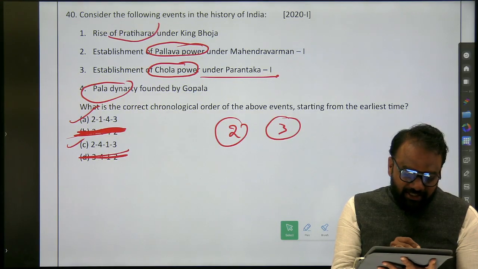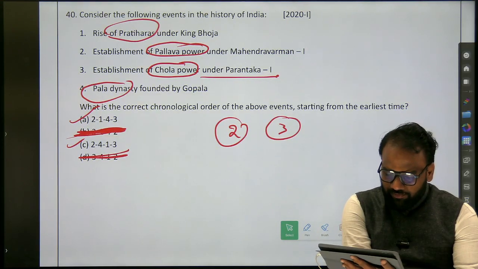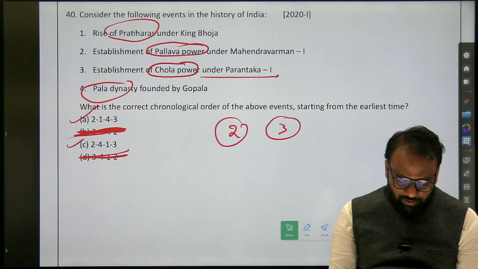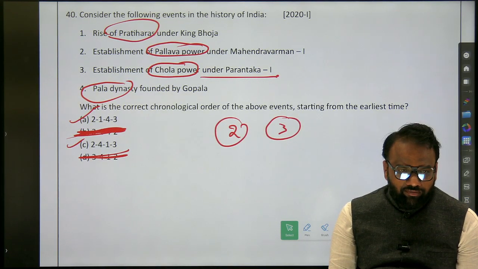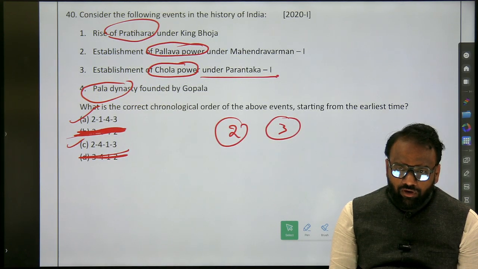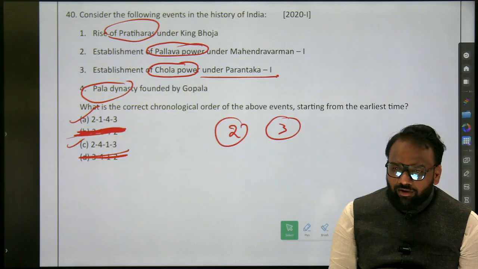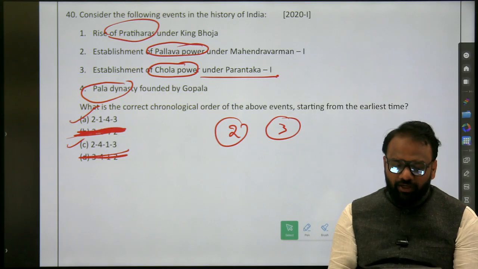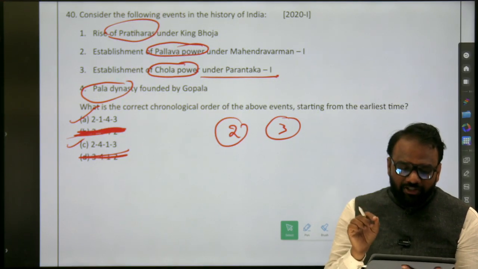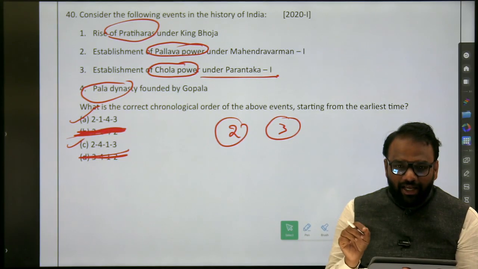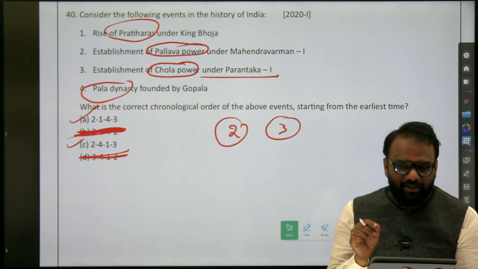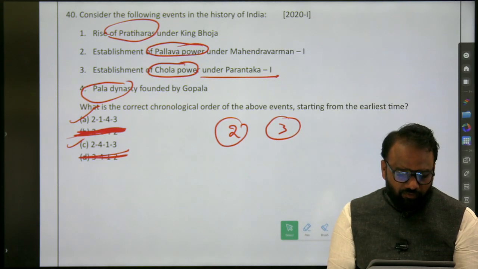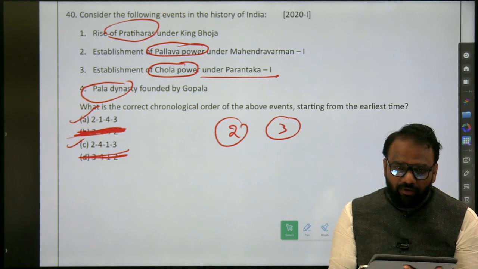Palas and Pratiharas. Is there any relationship? Just check it once. Yes, please read it a bit louder. No, not that. Somewhere in the notes we have this: the rise of Gurjara Pratiharas under King Bhoja led to the decline of someone. So in the notes it is there. Which is that dynasty?